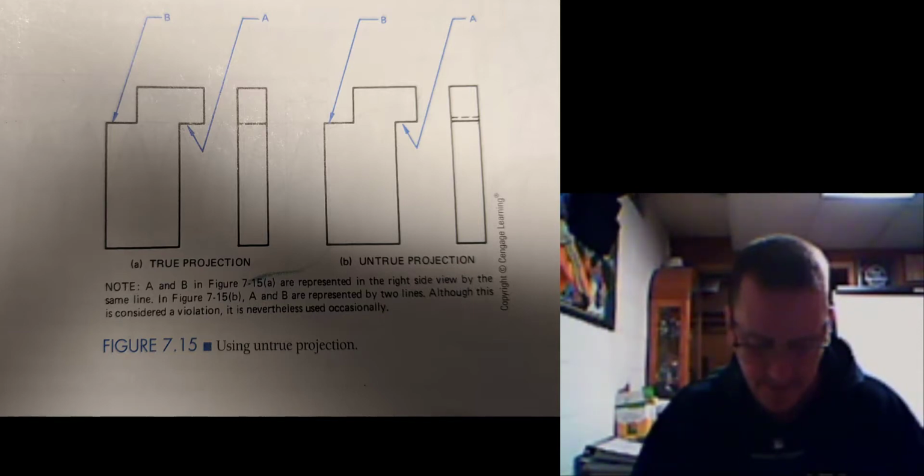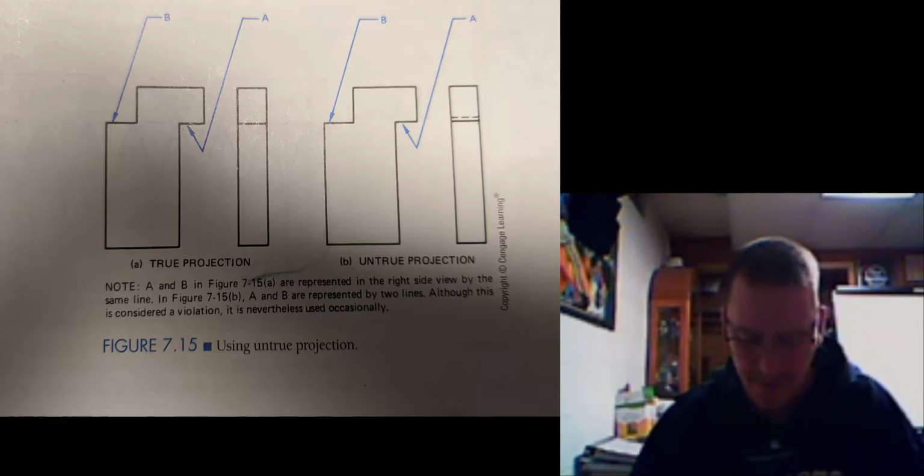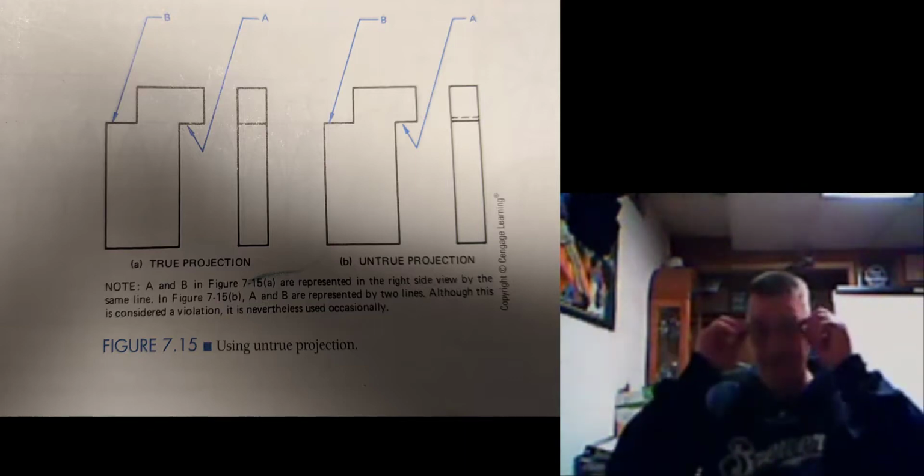It is possible that lines representing two different surfaces of an object shown in one view would, when shown in another view, appear as one line. This tends to make the drawing confusing and more difficult to read. Therefore, one of these lines may be shown out of true projection in order to show the edges of two different surfaces, as illustrated in figure 7.15.